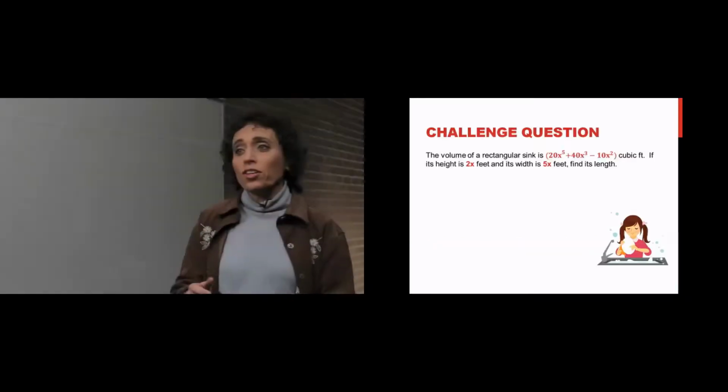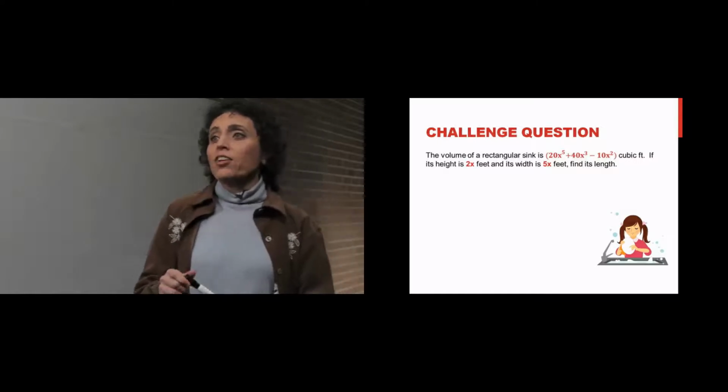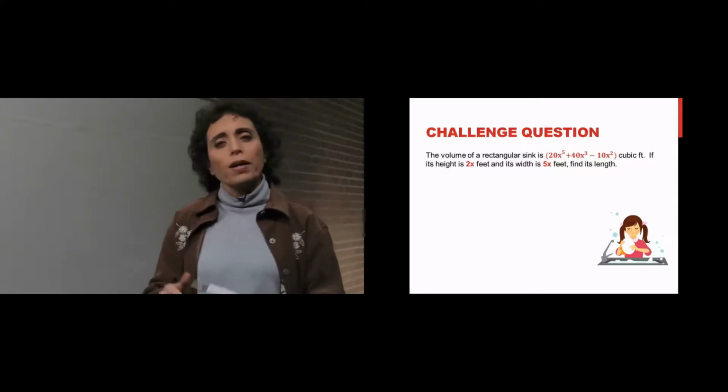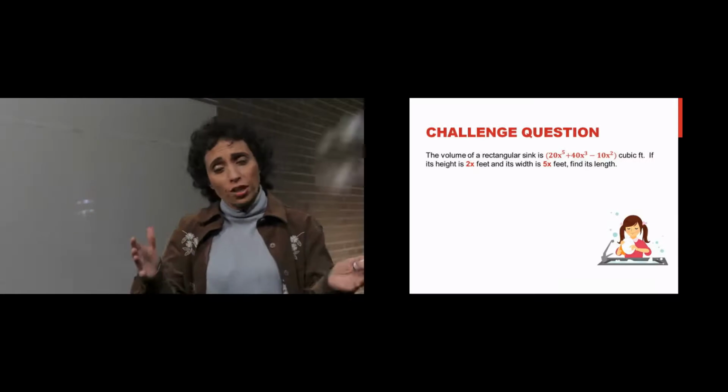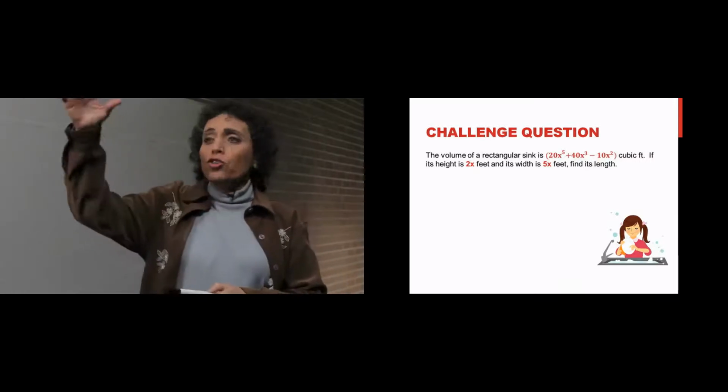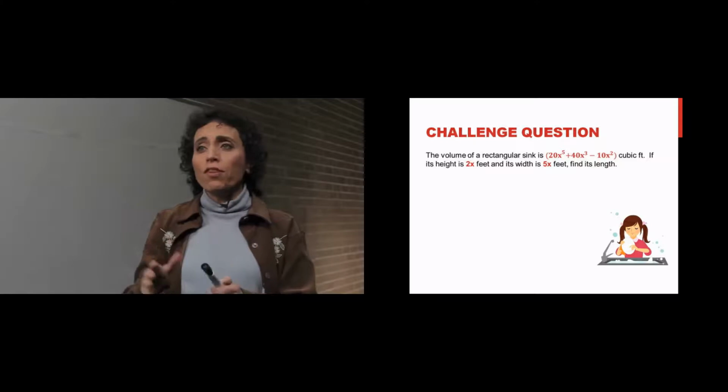Let's take a look at this question. The volume of a rectangular sink is 20x to the fifth plus 4x cubed minus 10x squared cubic feet. So we have a sink, a certain volume, and a certain height, and it's got a certain width. And we want to find its length.